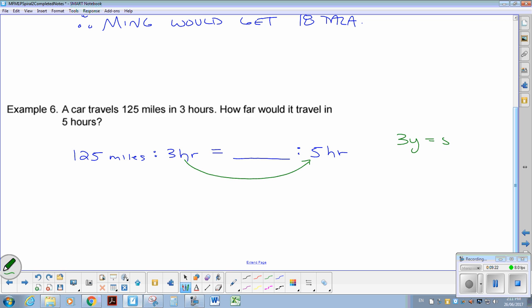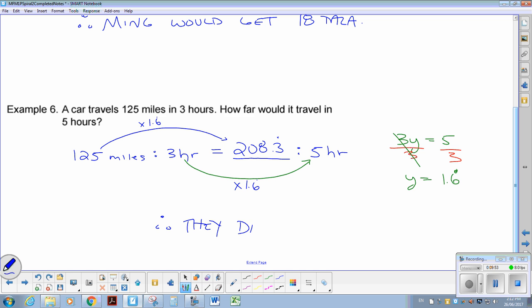So 3y equals 5. Divide both sides by 3. Inverse operation. It's going to be 5/3, or if you want to do it as a decimal, 1.6 repeated. So that means I have to multiply by 1.6 repeated times 125. I need to see all of that to get 208.3 repeated. So therefore, they drive 208.3 miles in 5 hours.